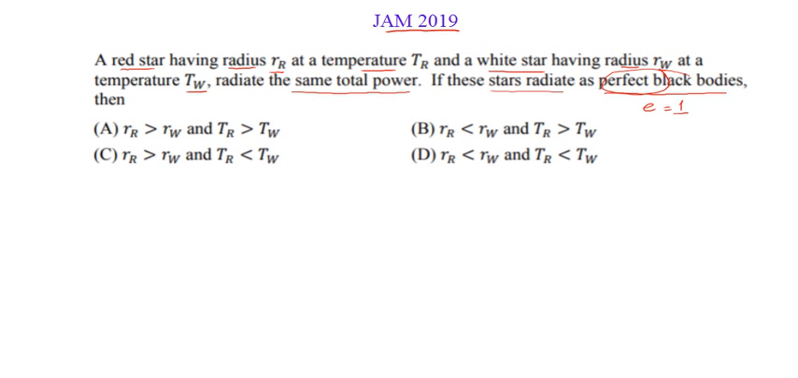So in astrophysics, first point number 1, stars are regarded as or approximated as black bodies. Mostly it is taken as the concept of a perfect black body. So stars are regarded as black bodies.